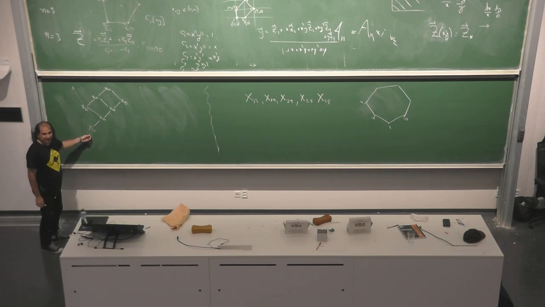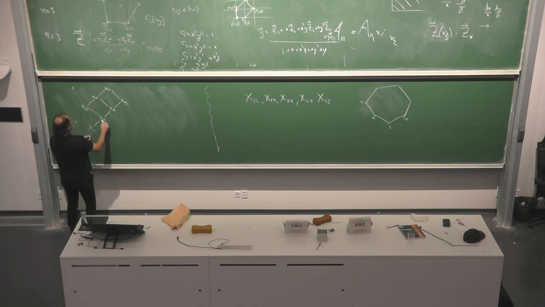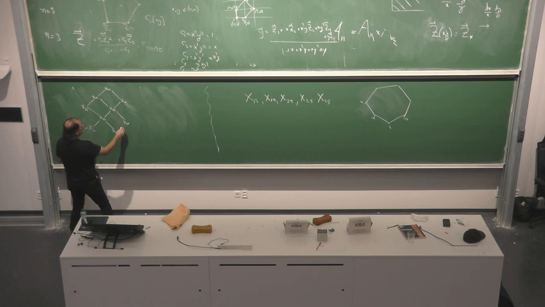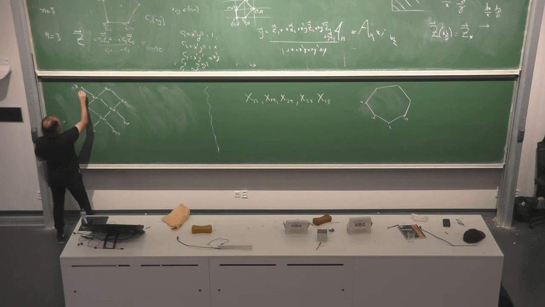And here n equals 5, right? And okay, so I could keep on going in this direction. So who would this be? This would be x53, right? This would be x54. And here I'd have x34.